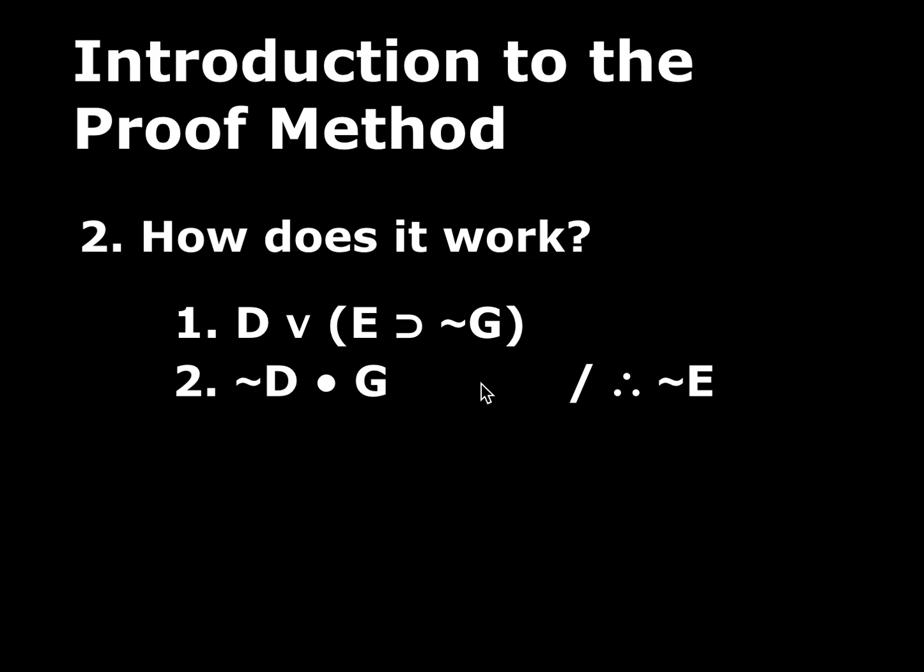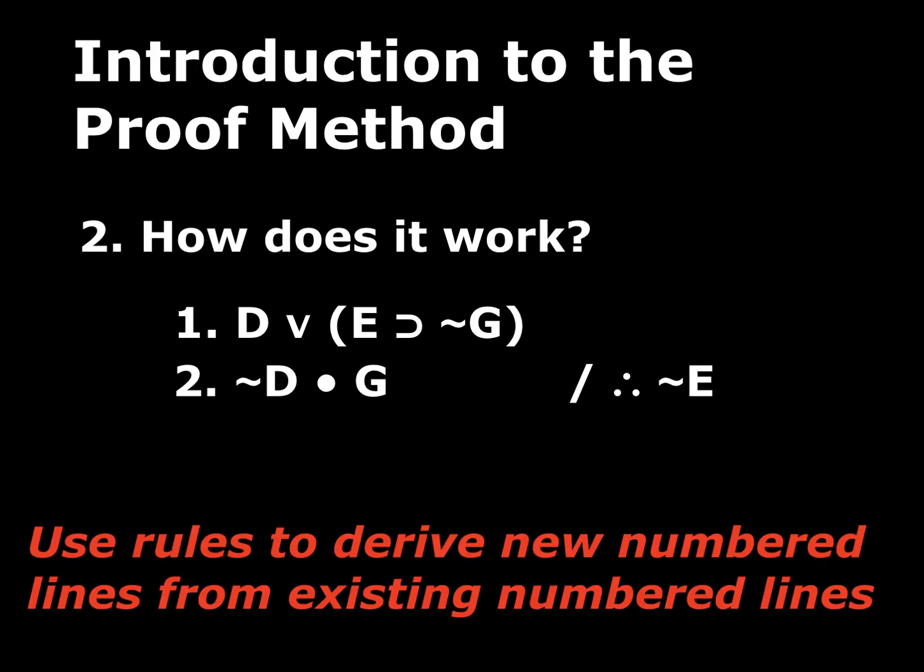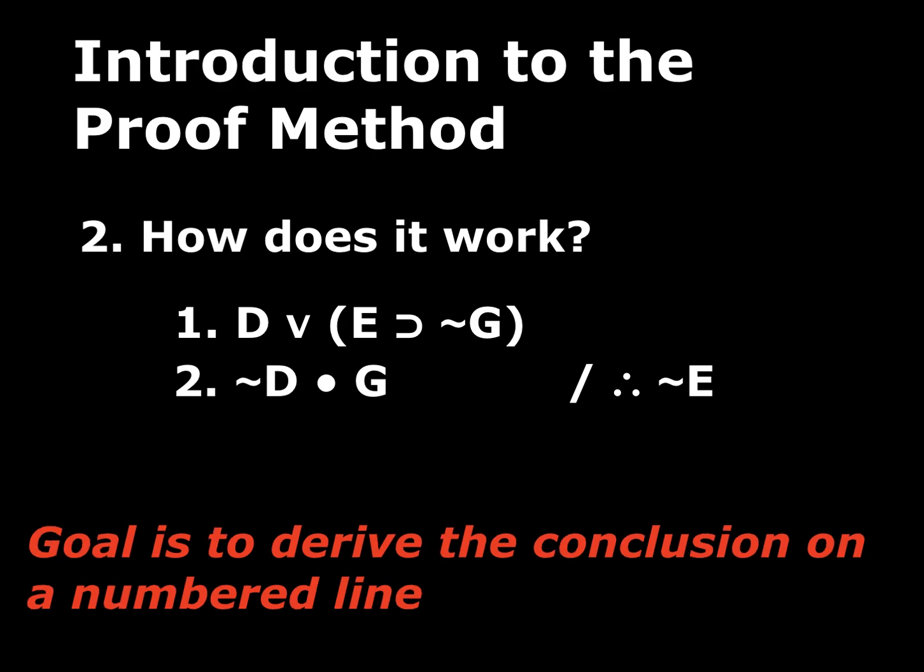So here's an argument. And we're going to use the proof method to show that this argument is valid. How does that work? Well, the proof method hinges on rules. In Chapter 3, we get inference rules. In Chapter 4, we'll have replacement rules. But they're all rules that allow us to create new lines underneath the premises. And the goal is to create a new line that's identical to the conclusion, or to put it another way, to derive the conclusion.